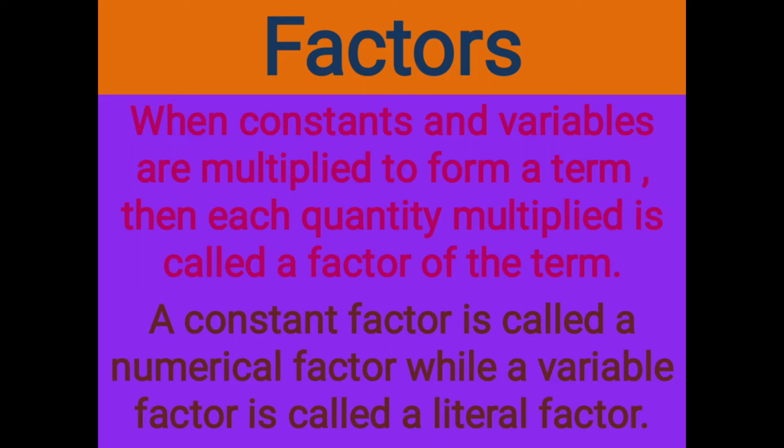When constants and variables are multiplied to form a term, each quantity that is multiplied is called a factor of the term. A constant factor is called a numerical factor, while a variable factor is called a literal factor.